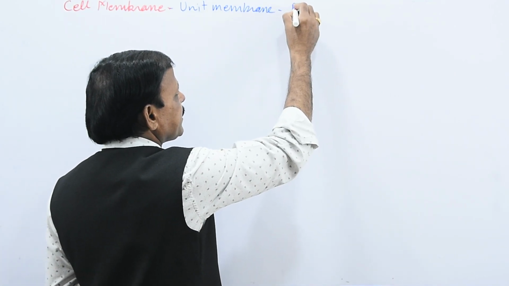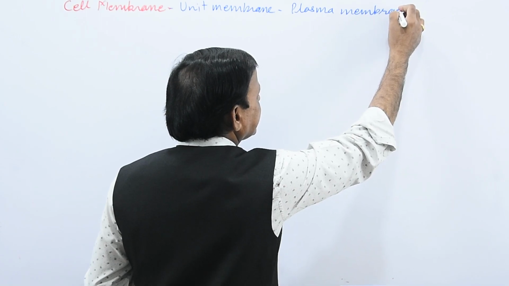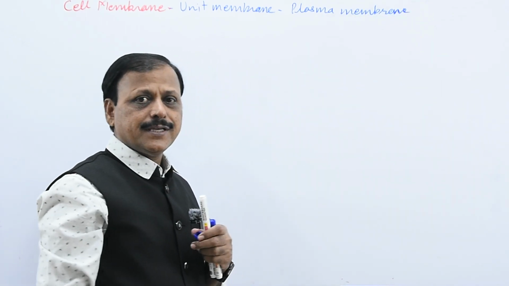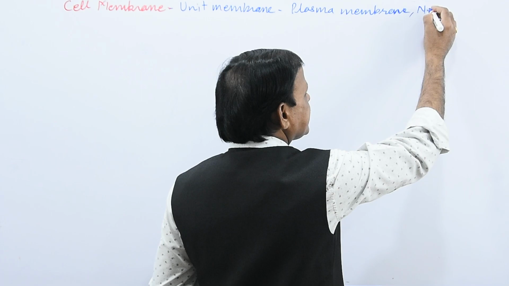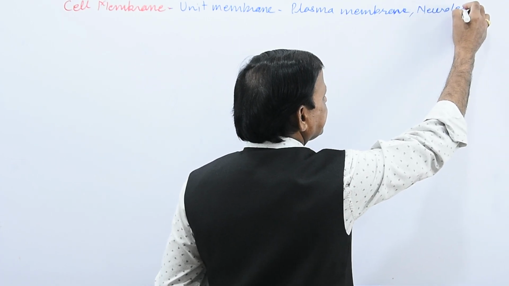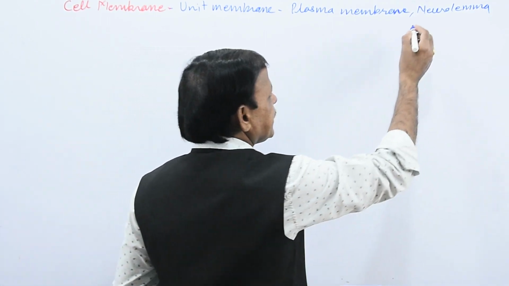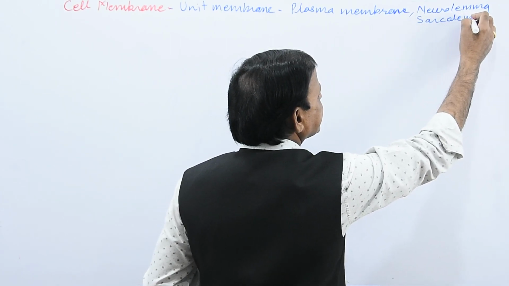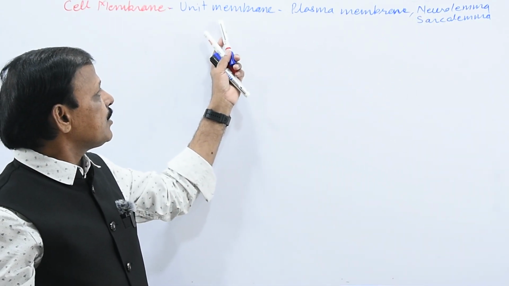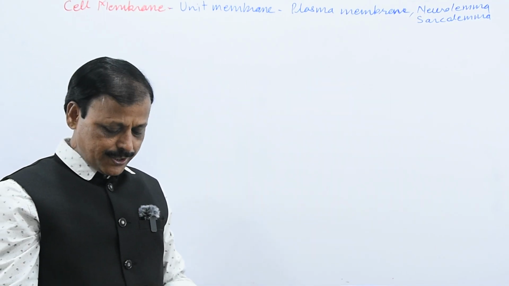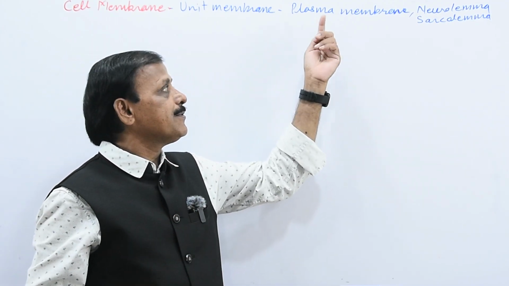It is also known as the plasma membrane because it covers the plasma. It is also known as neurolemma since it covers the membrane of the nervous tissue. It is also known as sarcolemma as a covering over muscle fiber. So these are the various names used depending upon the type of cell, such as neurolemma and sarcolemma, and on the basis of its function as a covering over the cell, the structural and functional unit, covering the plasma around it, and therefore the plasma membrane.